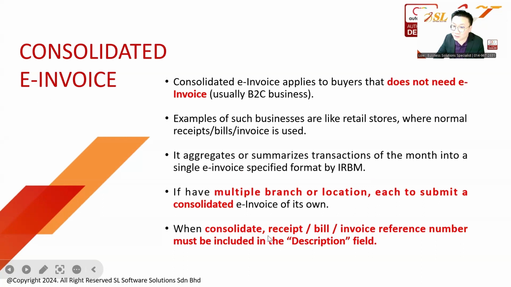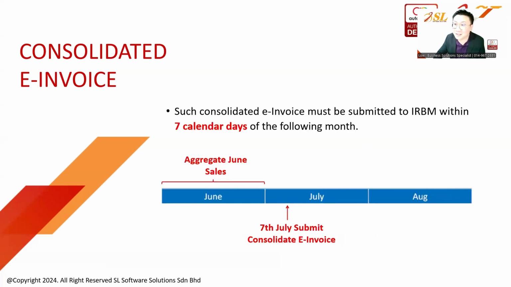We need to submit the consolidated invoice with their reference numbers, and this reference number must be filled in the description column. That's why your receipt book cannot be blank, or you should at least have the numbering. And if you have two branches, then you assign each branch one manager to prepare the consolidated report. This consolidated report must be submitted to LHDN within 7 calendar days of the following month.